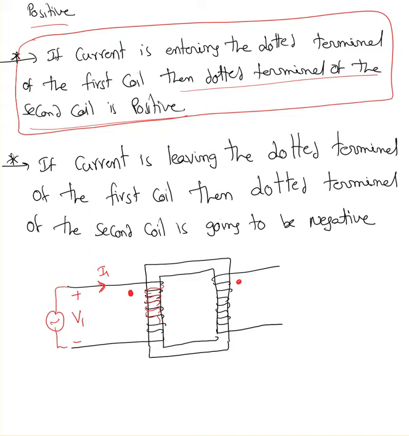Now, if the current is entering the dotted terminal, then according to this statement the dotted terminal of the second coil is positive. Here I have a dot, so the orientation is in the same direction. This is going to be positive and negative, that is our V2. For sure, the secondary coil of the transformer is going to act like a source for the load in this case, so current is going to leave the positive terminal there.